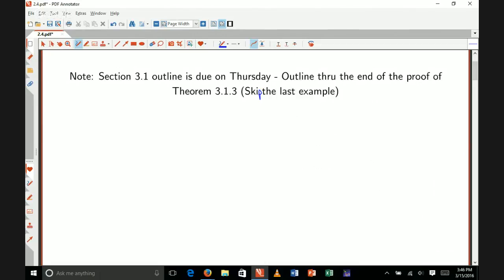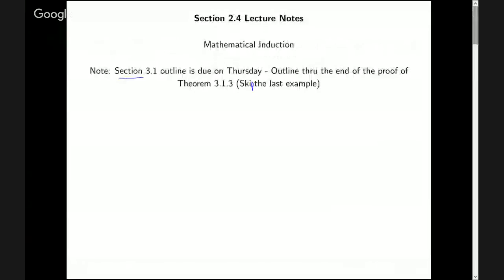And I forgot to put the P in, skip the last example. When you're outlining next time, we're going to have an outline on section 3.1. So make sure that you skip that last example for Thursday. Do everything through the end of the proof of 3.1.3. That last example is a page or a page and a half thereabouts. You're going to skip that last example. We're not going to cover that. And that is going to be due at the start of class on Thursday.